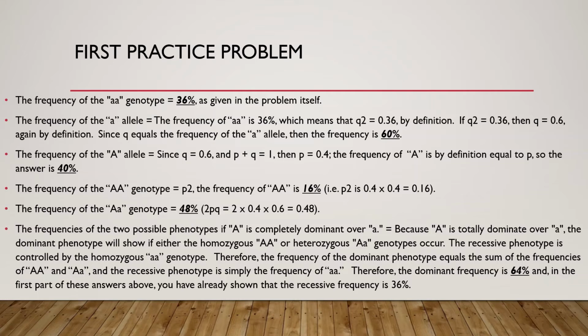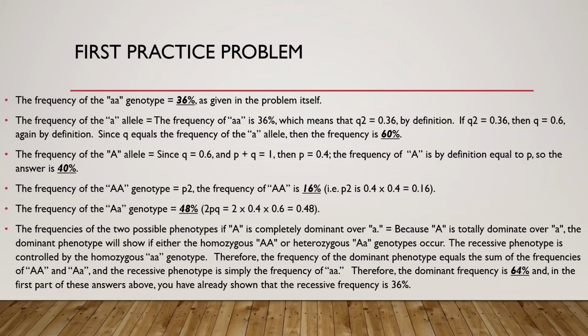Lastly, the frequencies of the two possible phenotypes, if A is completely dominant over lowercase a. Because capital A is totally dominant over lowercase a, the dominant phenotype will show if either the homozygous, capital A capital A, or heterozygous, capital A lowercase a genotypes occur. The recessive phenotype is controlled by the homozygous, lowercase a genotype. Therefore, the frequency of the dominant phenotype equals the sum of the frequencies of capital A capital A and capital A lowercase a, and the recessive phenotype is simply the frequency of lowercase a.